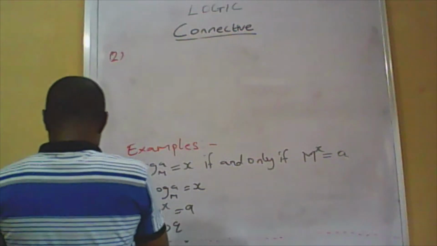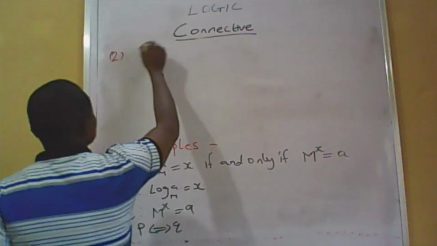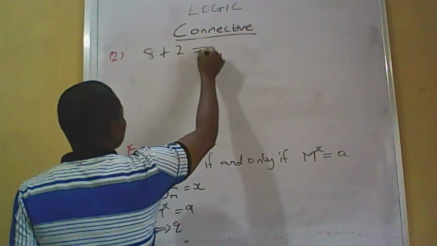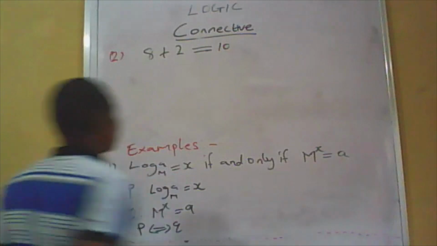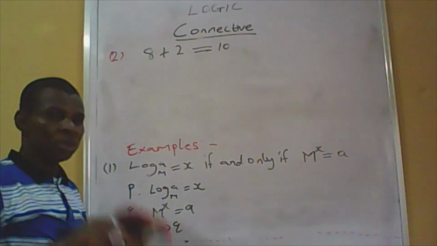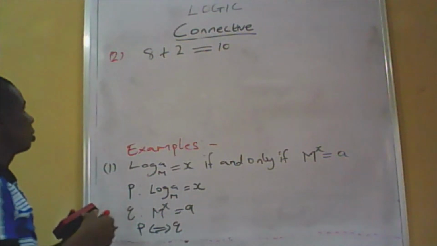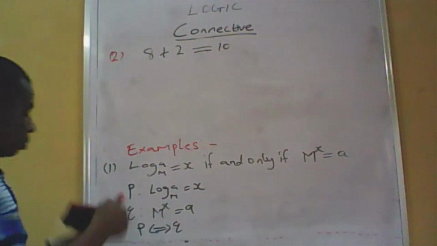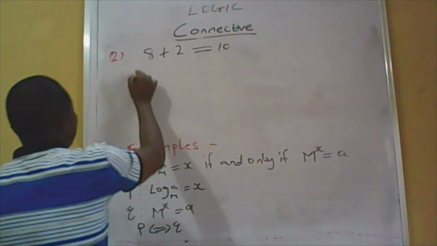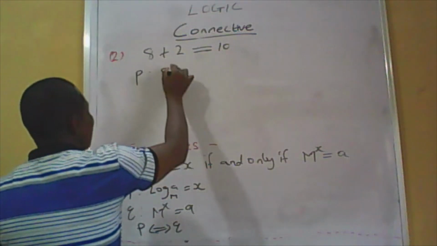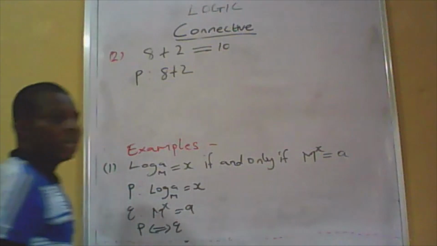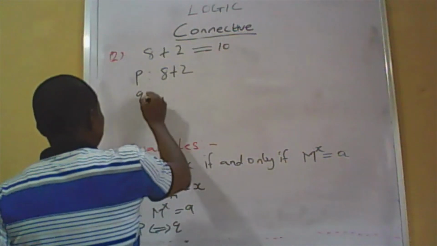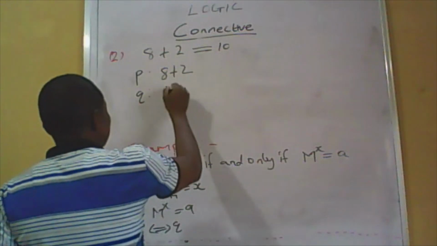Example number 2. 8 plus 2 is equal to 10. Let's symbolize this statement, or let us use our normal variables to represent this statement. P stands for 8 plus 2. Then let Q stand for 10.